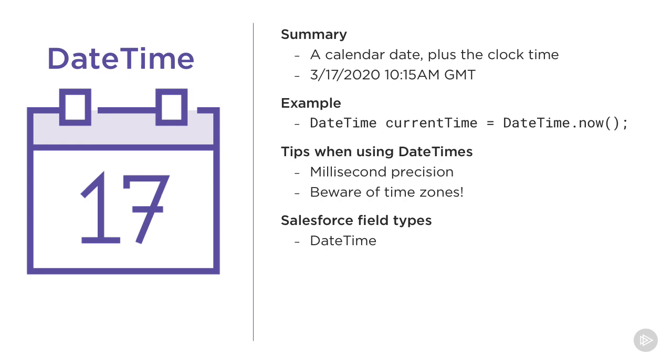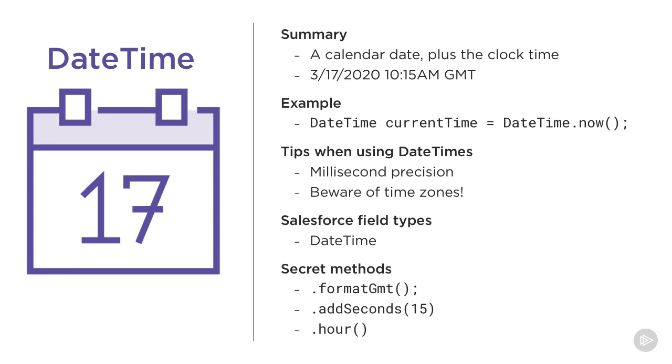Again, all the functionality you get in DateTime custom fields is available to you in the DateTime data type, and more. Special methods include formatting your date time to the GMT time zone, adding seconds to your time, and extracting the hour from your date time. The date time is a powerful, powerful data type.